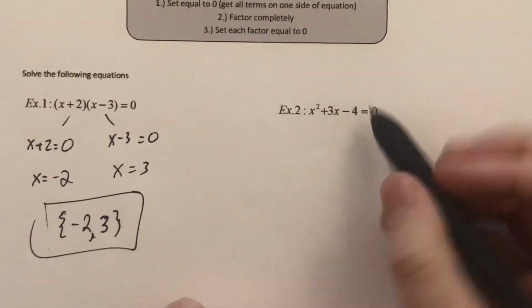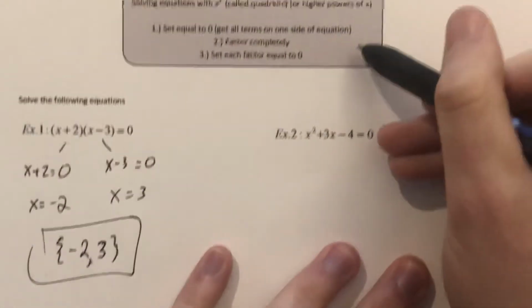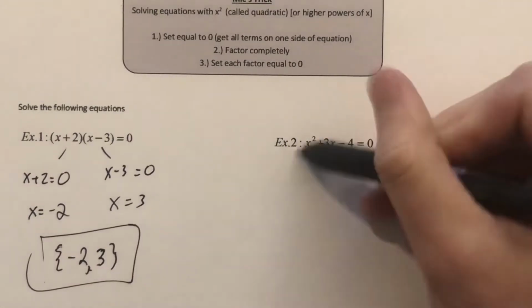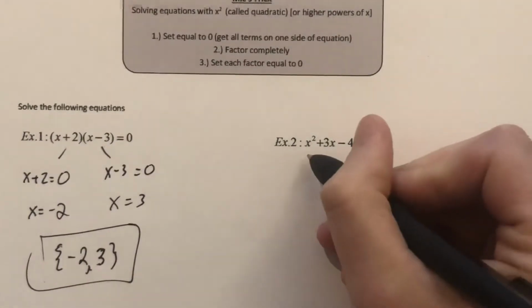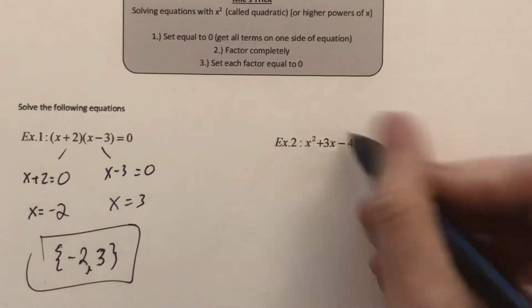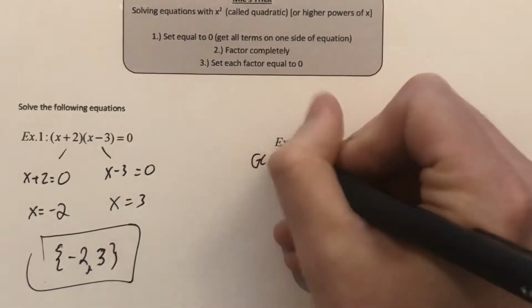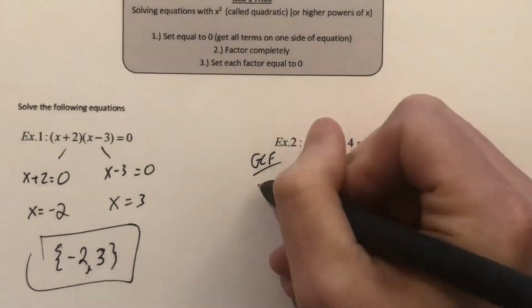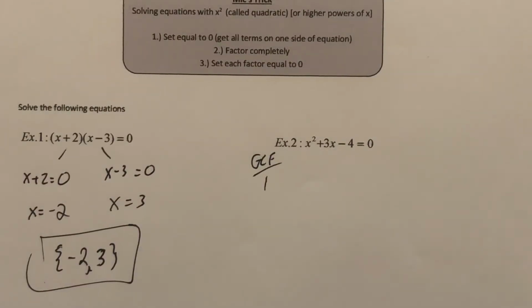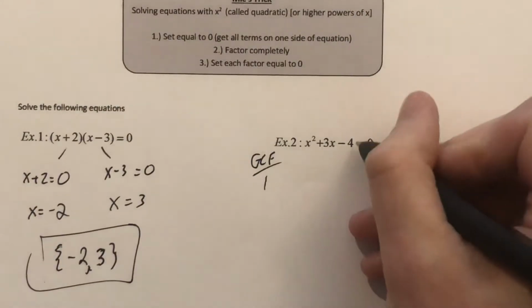Over to the second example, you'll notice we already have it equal to 0. We have step 1. But this now looks like something we can factor. This is an x squared, x, no x, so it's our quadratic. It's got a 1 out front, so it's our easy case. We're still going to think of GCFs always, but GCF of 1 here doesn't help us. And now we're just doing the easy case number game.